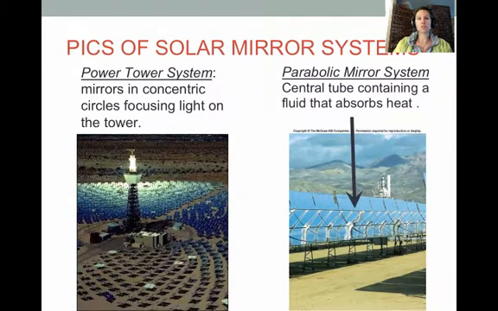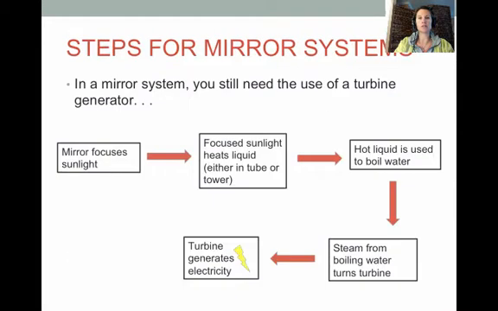So here's closer up pictures again. The power tower system on the left, mirrors are in concentric circles, and they're focusing the light onto that tower where the fluid is contained, and then that's used to boil water. In the parabolic mirror system on the right hand side there, you see that it's a long line, and then the tube of fluid goes through the center because they're focusing the sunlight into the center, and then that tube goes off to some station where they are boiling the water to generate the electricity.